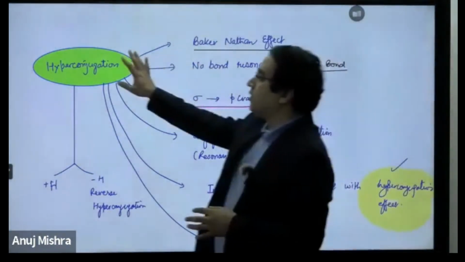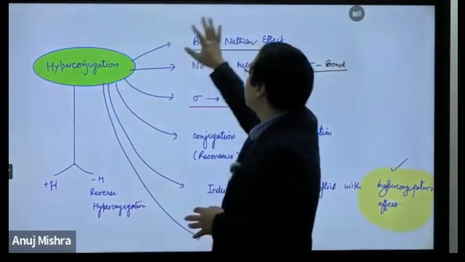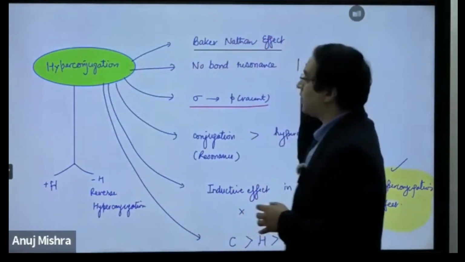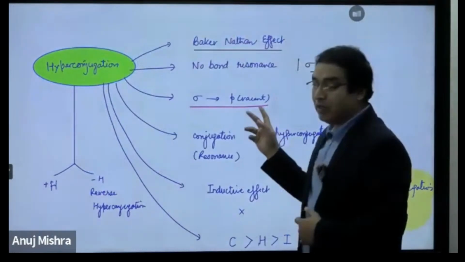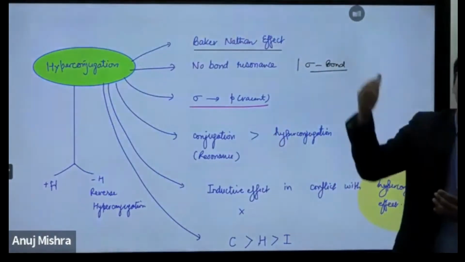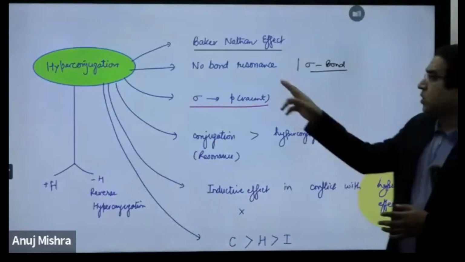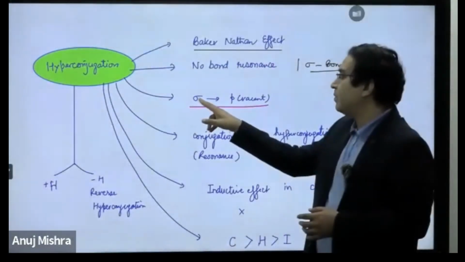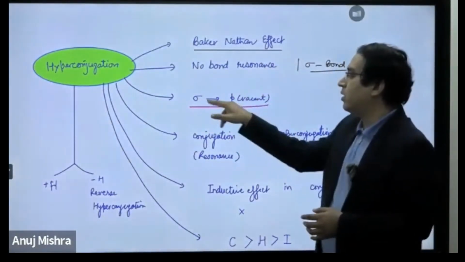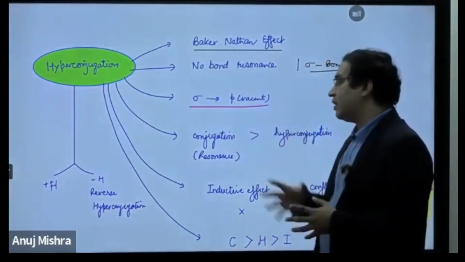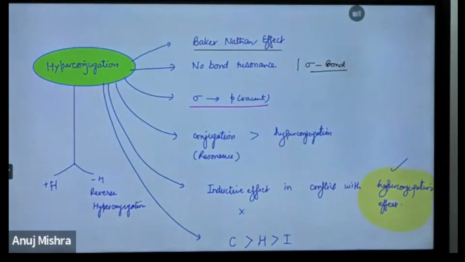Now what is hyperconjugation? This is also known by various other names, by the names of the persons who found it, Baker and Nathan. So Baker-Nathan effect. No bond resonance. Normally we don't see bonds moving, the kind that is normally there in double, single, double and all. So it's called no bond resonance. This is also called sigma to p vacant orbital support. I'll explain everything, don't worry. Sigma to p vacant, that's why it is also called that.